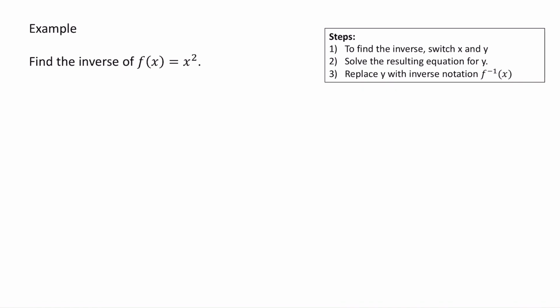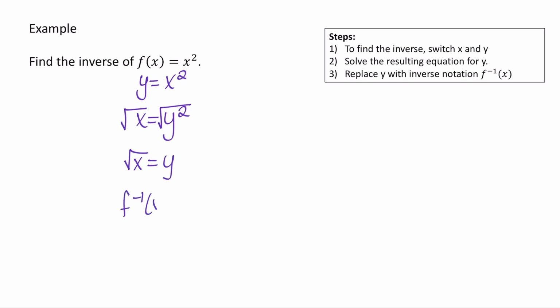So now let's try finding the inverse of this function. Well, this is f of x equals x squared. Remember, f of x is basically just y. So we have y equals x squared. Then we're going to switch x and y. So we have x equals y squared. Let's try getting the y by itself. So to undo the square, we're going to take the square root of both sides, which gives us the square root of x equals y. So that tells us that f inverse of x equals the square root of x.